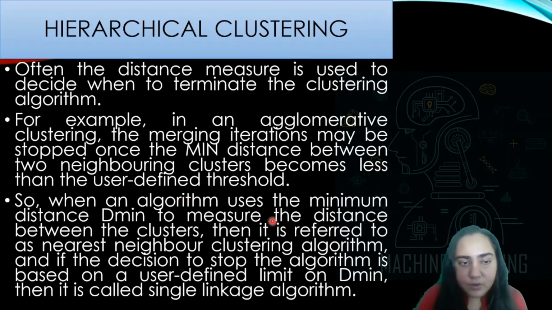And so when an algorithm uses the dmin measure, then it is referred to as the nearest neighbor clustering algorithm. Okay, when you calculate distance using dmin, it is the nearest neighbor clustering algorithm. And if you base your decision to stop on the user-defined limit on dmin, then it is known as a single linkage algorithm. So you will stop the agglomerative method once you reach a certain limit of dmin, which was defined by the user. Such an algorithm is called a single linkage algorithm.